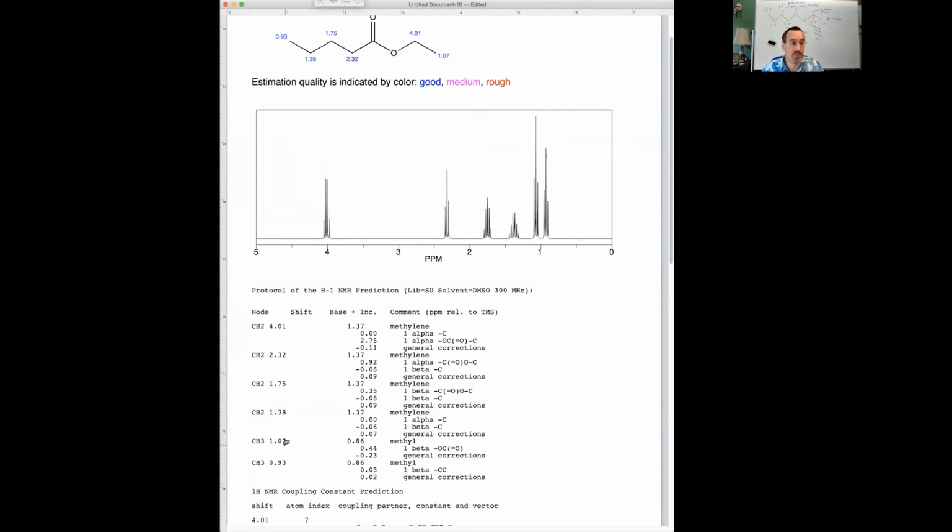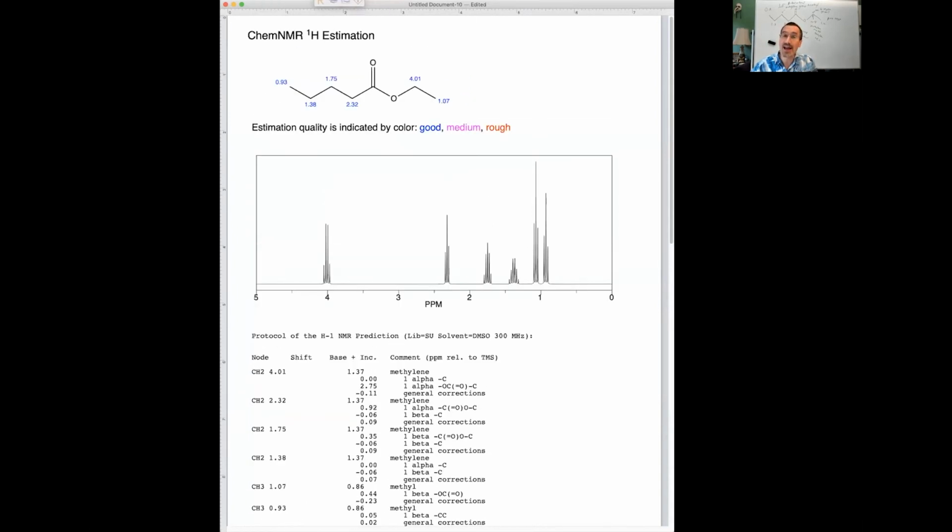For the methyl group at 1.07, it says a plain vanilla methyl group would be at 0.86. It's beta to an ester group, so we add on 0.44. So it's doing the exact same thing with a few other corrections that really go beyond the scope of what we need to do. But notice all of those are down at the tenth place, usually even the hundredth place. And that is a tool that can help you.